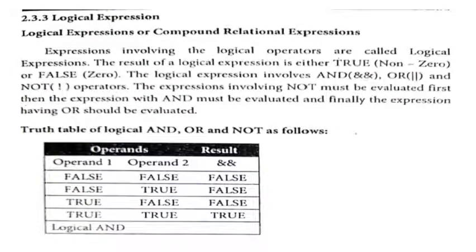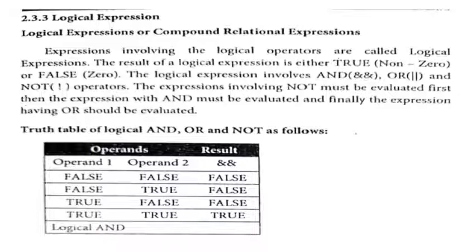Logical expressions. Logical expressions are compound relational expressions. Expressions involving the logical operators are called logical expressions. The result of a logical expression is either true or false. The logical expression involves and, or, and not operators. The expressions involving not must be evaluated first, then the expressions with and, and finally the expressions having or should be evaluated. The truth table of logical and, or, and not is as follows.